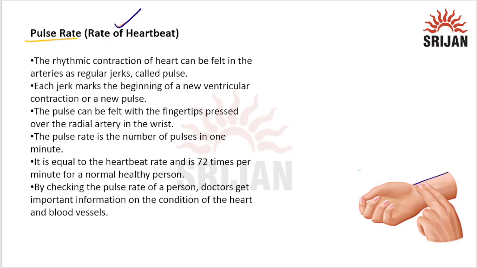This is your hand. In arteries, blood flows with high speed, so there will be regular jerks. These jerks, or disturbances, are known as pulses, and each jerk marks the beginning of a new ventricle contraction. The pulse can be felt with the fingertips, so you can use the fingertips of the opposite hand to feel your pulse.